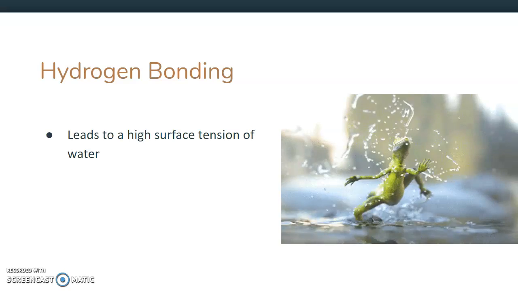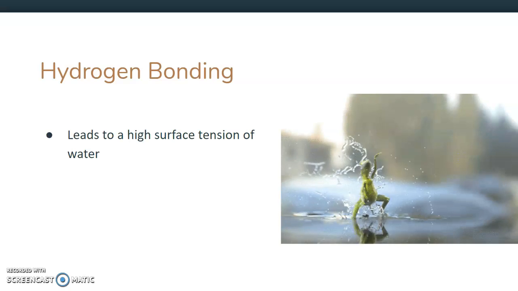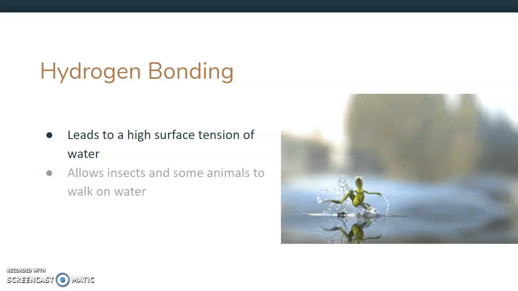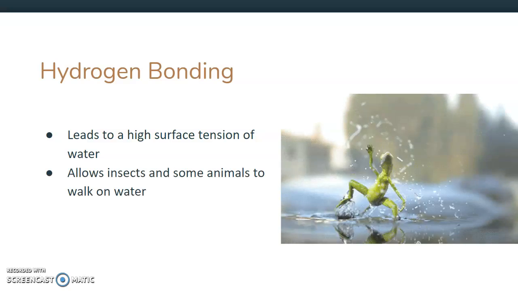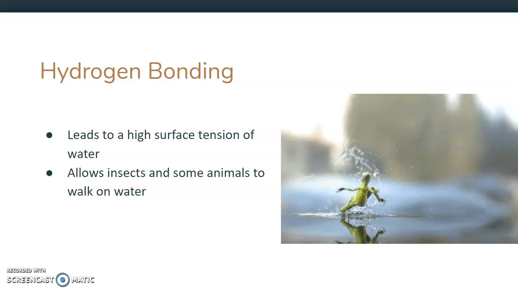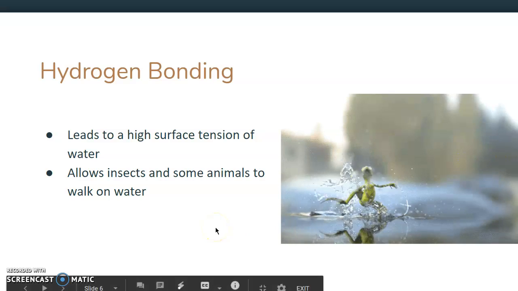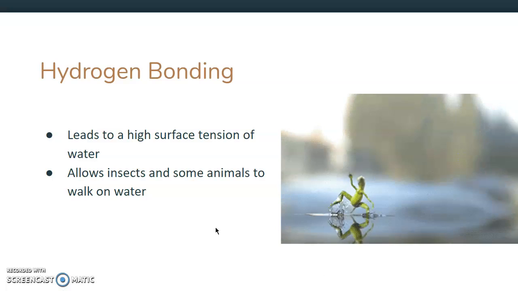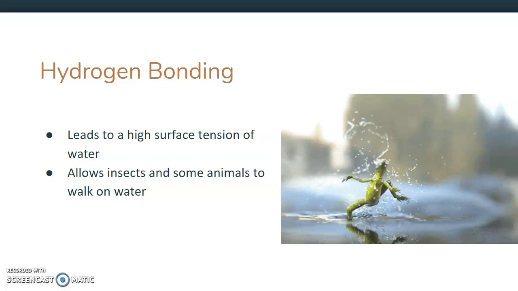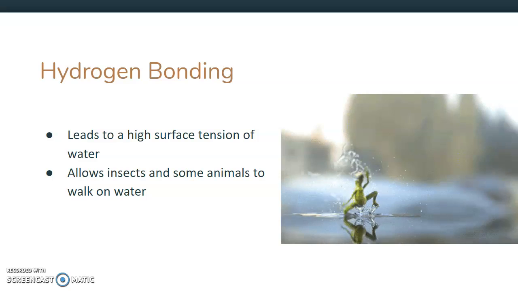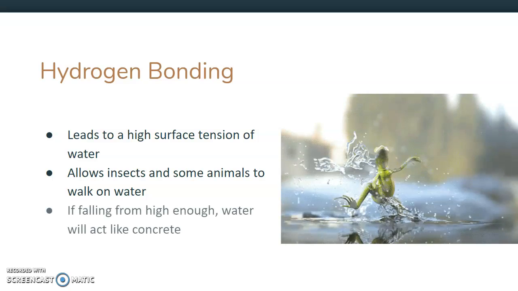Hydrogen bonding also leads to a high surface tension of water, which is really cool. It allows a lot of insects and even some animals to walk on water, like this little lizard can do. We can see different insects literally just sitting on top of the water, and even one Jesus at one point walked on water.